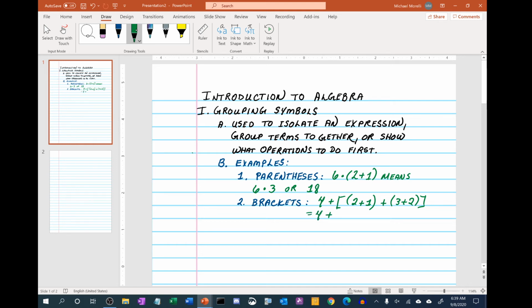So that's equal to 4 plus open bracket, 2 plus 1 is 3, plus 3 plus 2 is 5, close bracket. And then the next step, we would do the 3 plus 5 now. You have 4 plus 8, and 4 plus 8 equals 12. Okay.